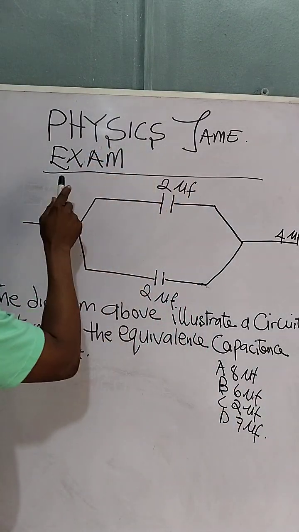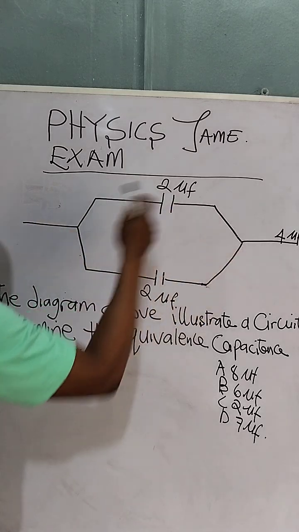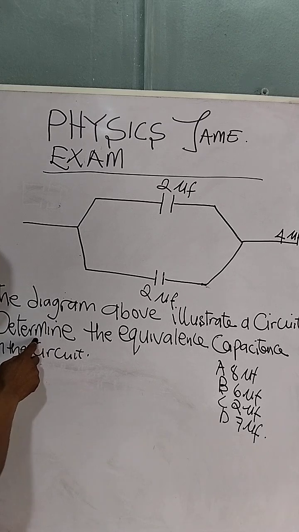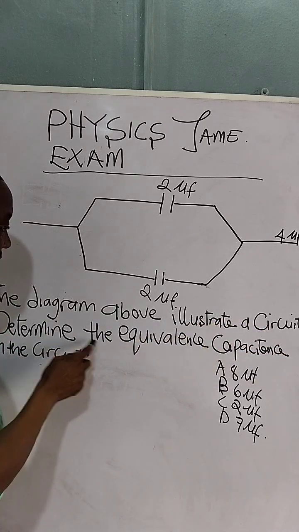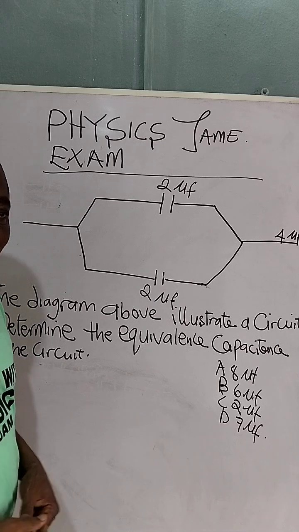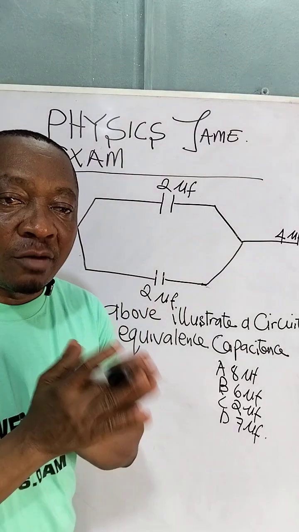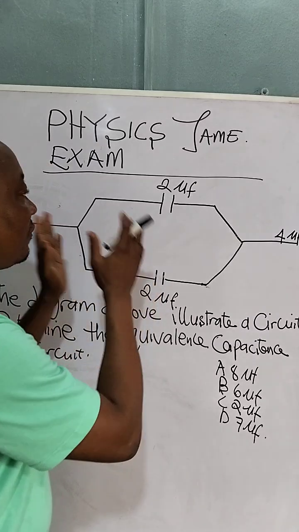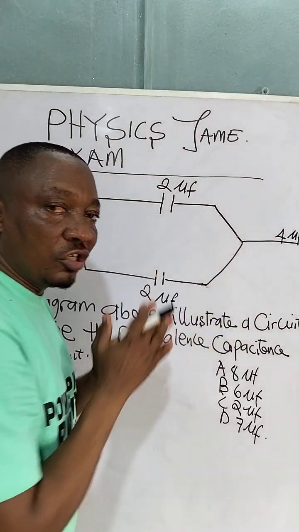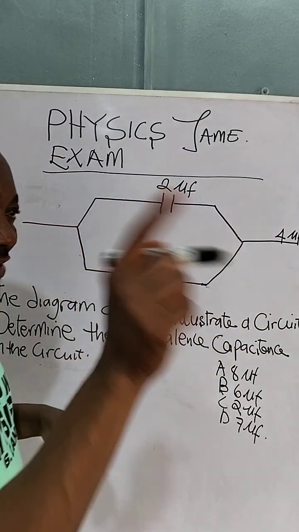Physics JAM examination. Now this is the diagram of the circuit. The diagram above illustrates the circuit. Determine the equivalent capacitance in the circuit. When you are asked to calculate the equivalent capacitance in the circuit, first and foremost, you need to check the diagram to see if it is given with a parallel or series connection. So these two are given in parallel and also series connections. So let's dive into it.